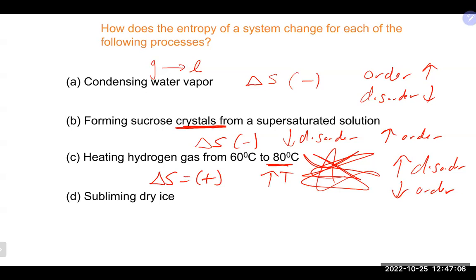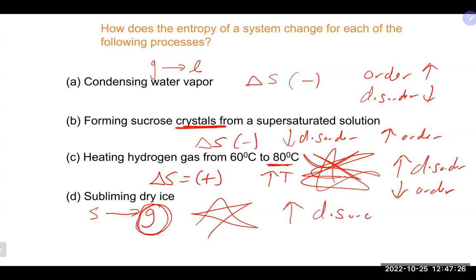And lastly, sublimation here. Dry ice sublimation is going from solid directly to gas, skipping the whole liquid intermediate. That obviously is going from solid, where everybody's ordered, to gas, where everybody's flying around. And again, that should definitely increase the disorder and result in a delta S that is more positive now. Any questions on any of those?